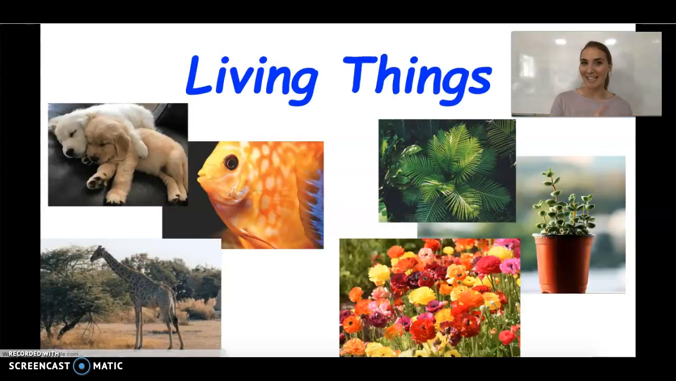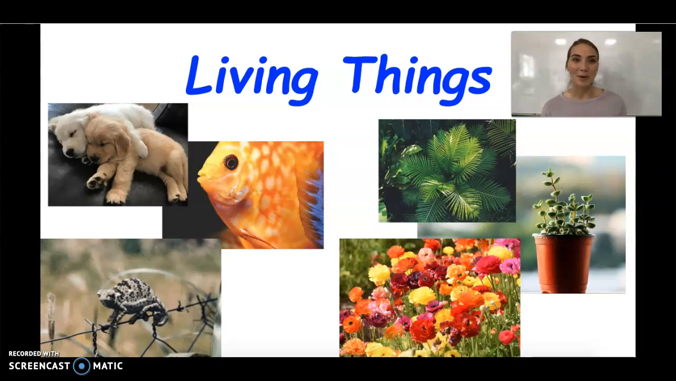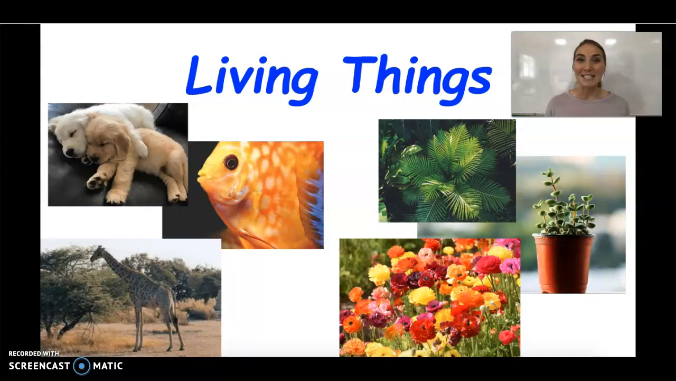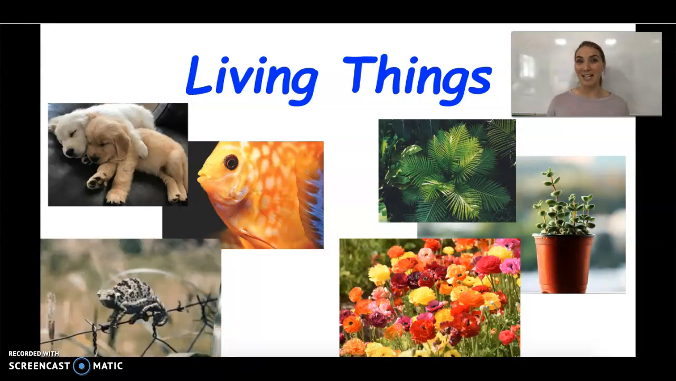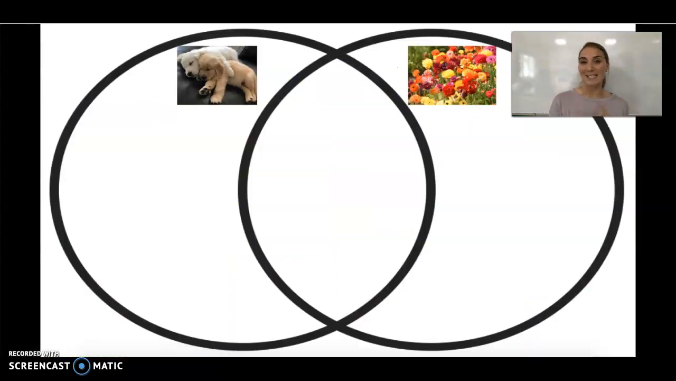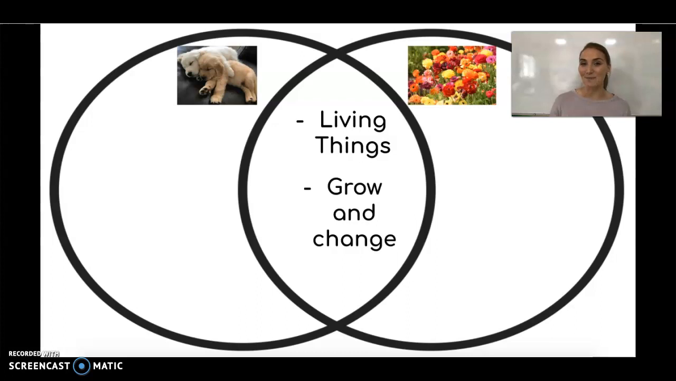Let's investigate together today. We know that both plants and animals are living things. This means that they use energy and can grow. Those are two ways that we know that plants and animals are the same. They are living things and can grow and change. How are plants and animals different?